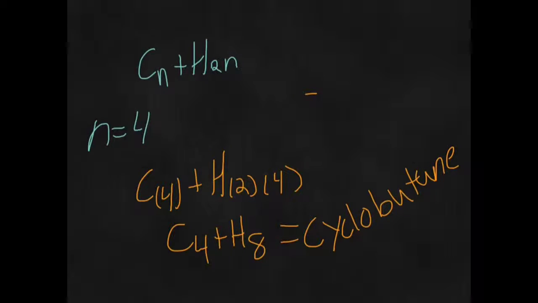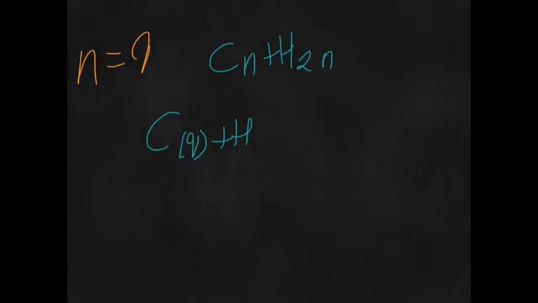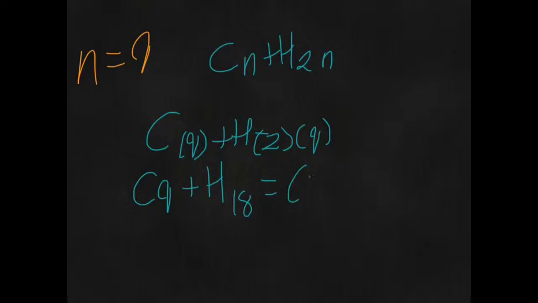So let's do another example. So if we had n equals, let's say 9. Excuse me. So we need to write out our formula. CnH2n. We fill it in. So C9H(2 times 9). And we keep on filling it in. So C9H, and 2 times 9 is going to be 18. And so we know that this is going to be a cycloalkane.